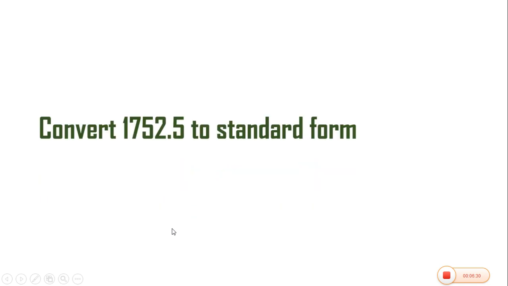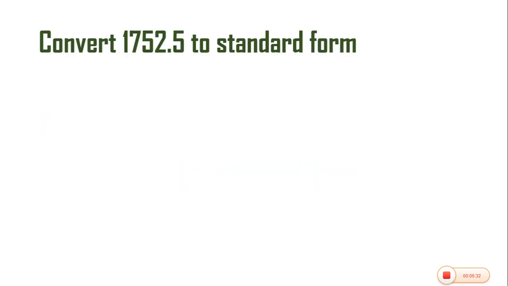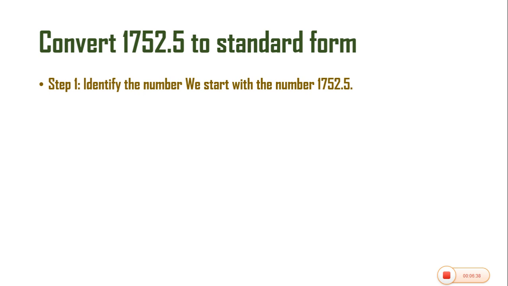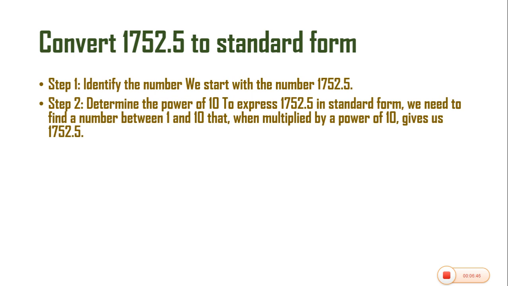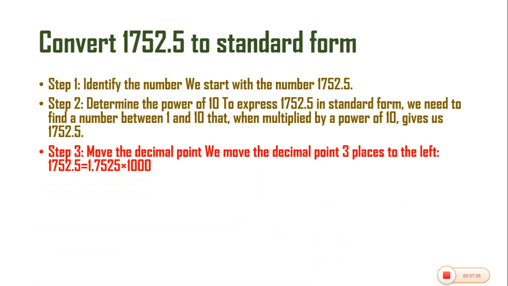Let's take another example. Convert 1752.5 to standard form. Identify the number. The number we want to convert is 1752.5. Step 2. Determine the power of 10 to express 1752.5 in standard form. You need to find a number between 1 and 10 that, when multiplied by a power of 10, gives us 1752.5. Step 3. Move the decimal point 3 places to the left.